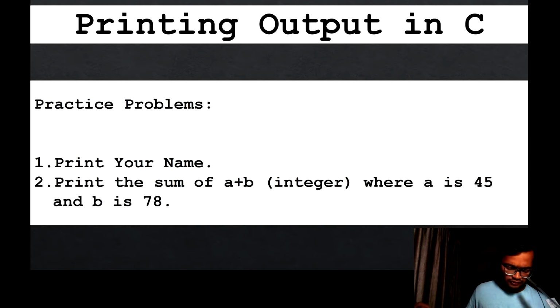Let's see now few practice problems to print something. So at the first case, we will print our name, and at the second case, we will print the sum of A and B, which is of integer data type, where A is 45 and B is 78. So let's go to VS Code and start coding.